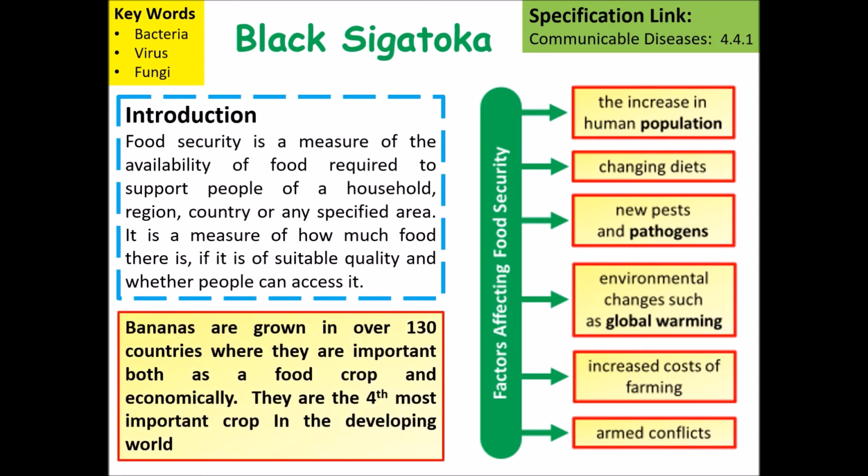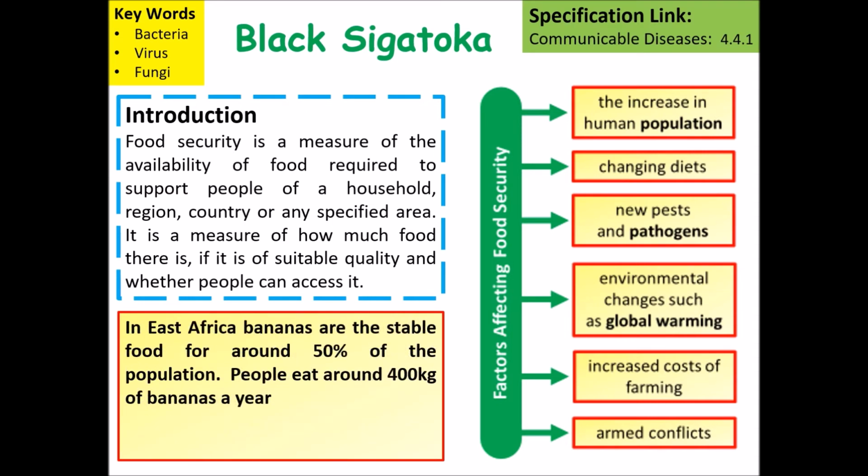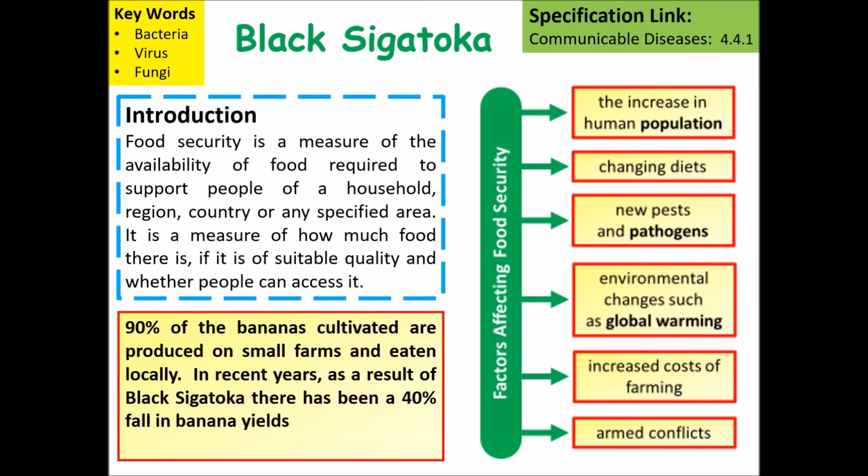Bananas are grown in over 130 countries where they are an important crop both as food and for the economy. They're the fourth most important crop in the developing world. In East Africa, bananas are the staple food for around 50% of the population. People eat around 400 kilograms of bananas per year. 90% of bananas cultivated are produced on small farms and eaten locally. In recent years, as a result of Black Sigatoka, there has been a 40% fall in banana yields.